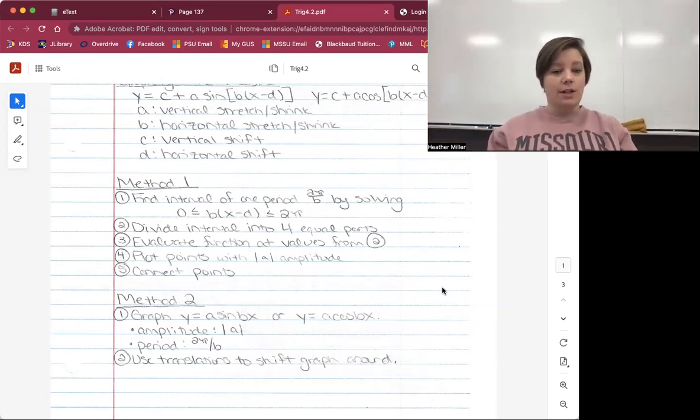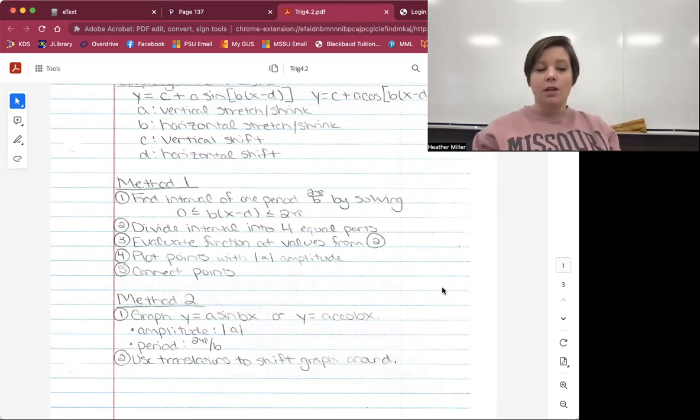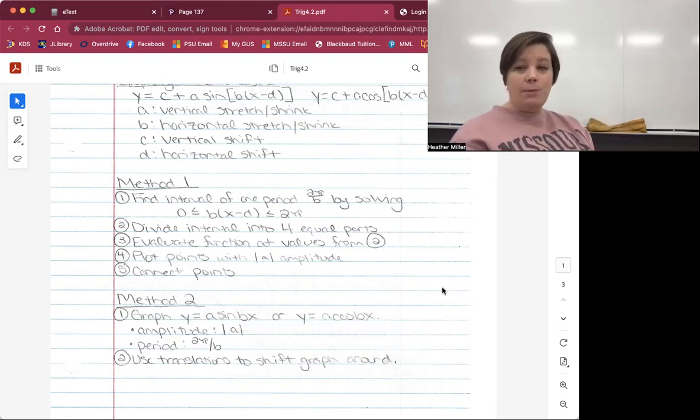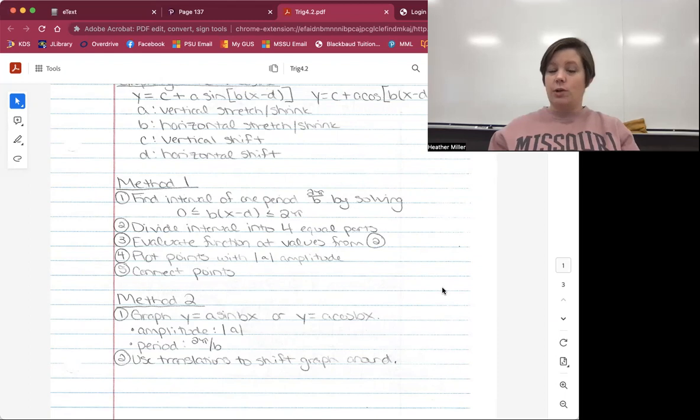So that's kind of nice for method 2. The only issue that you're going to probably encounter is if you use method 2 and you do some horizontal shifting, is that your period may be 0 to 2 pi, but you're shifting to the left pi over 4. And so you're going to have to be decent with your fractions and how you're going to shift all of these values to the left by pi over 4 units and things like that.